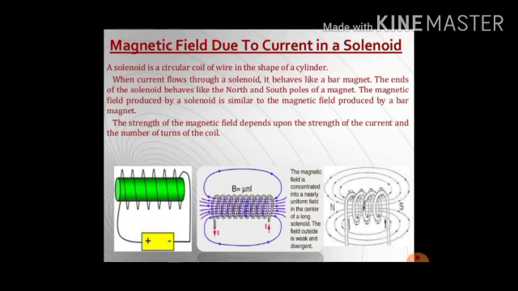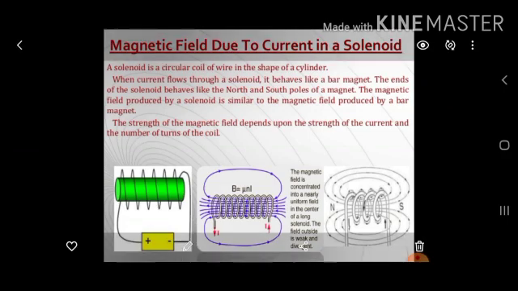In the bar magnet also, the magnetic field lines do not intersect. They are parallel lines within the bar magnet. Here also in the solenoid, the magnetic field lines are parallel and they do not intersect, and they emerge from the north pole and go into the south pole of this solenoid.